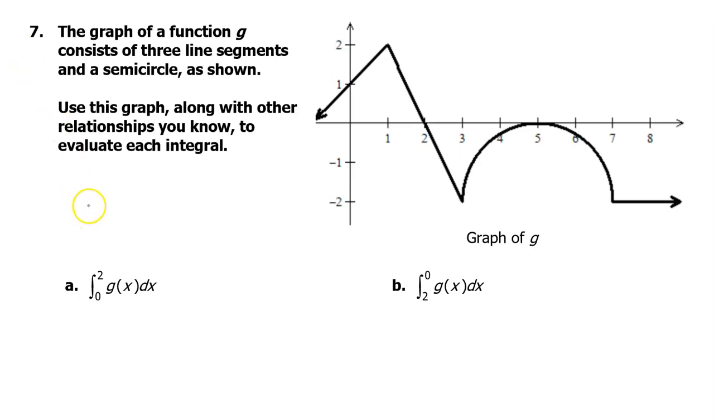In this video, I will show you how to evaluate a definite integral like these ones, given a graph like this one. Look at part A. We need to evaluate the integral of function g from 0 to 2. This means the area between function g and the x-axis between an x value of 0 and an x value of 2. This is the area between g and the x-axis from 0 to 2.